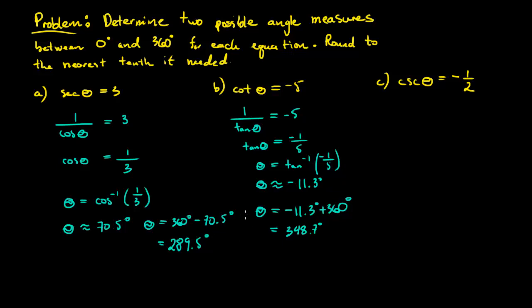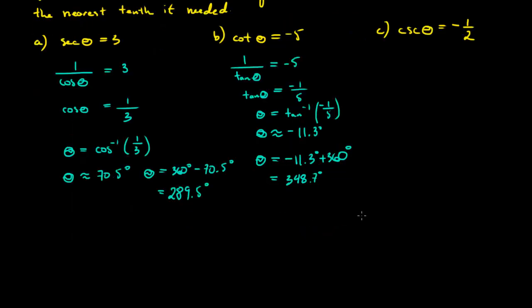Let's draw out the Cartesian coordinate system and think about this a little bit more. Remember the CAST rule. Tangent of theta is negative in these two quadrants, and positive in the other two. So that means our angle has to be either in this quadrant, which would be the 348.7 degree angle, or in quadrant 2 as well. So it's either in quadrant 4 or in quadrant 2.